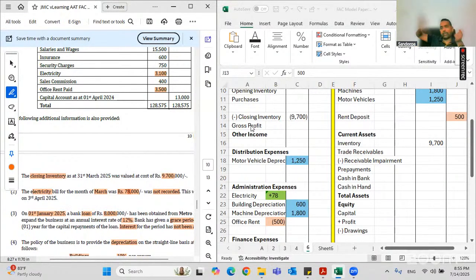So it's an asset. What these people have done, instead of recognizing the refundable rent deposit as an asset, they have treated it as an expense. They have put it under the rent paid. That's wrong. So we removed that from the rent paid. You can see -500, and recognize that as a rent deposit, which is an asset.